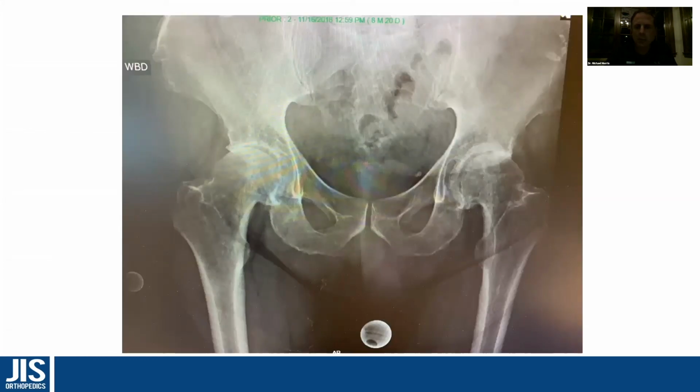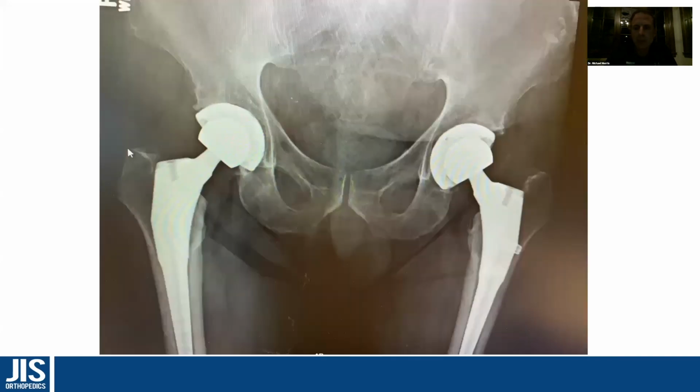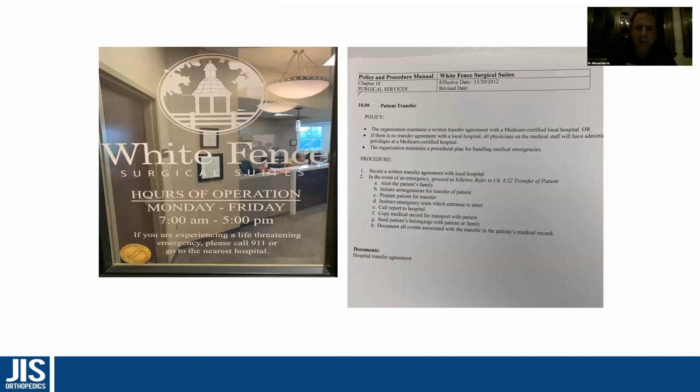I'll air some of my own dirty laundry. So here's a gentleman that came to me. Both hips are bad. Plan to do them both. Pretty straightforward. First one goes swimmingly. He does awesome. 6 weeks later, I crack his femur intra-op. And you got to be prepared for this. This is my bad. I put a cable on it, protected his weight. He healed and got him back to work, and he's happy. However, you got to be prepared for things happening occasionally.